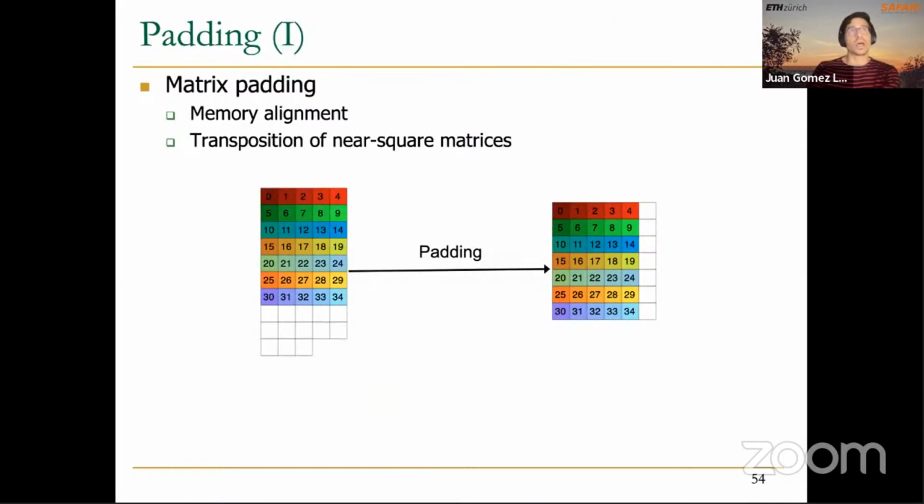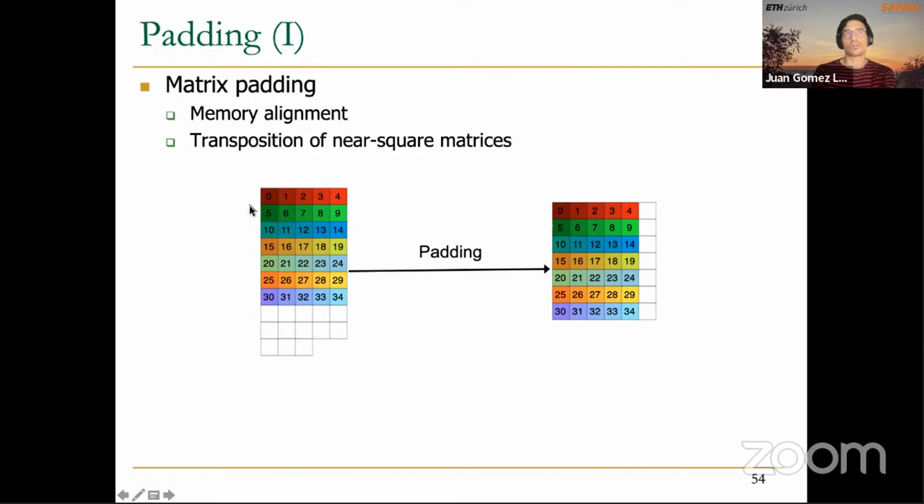Another use case is matrix padding. Matrix padding is a simple but very useful operation that can be useful for memory alignment on SIMD architectures, or for example, transposition of near square matrices. In matrix padding, as you may know, what we essentially do is add extra columns to a matrix, right? The colored part is the input matrix. After we add the extra column, this would be the output matrix.